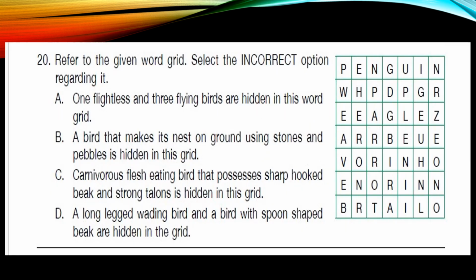Question number 20. Refer to the given word grid. Select the incorrect option regarding it. A. One flightless and three flying birds are hidden in the word grid.